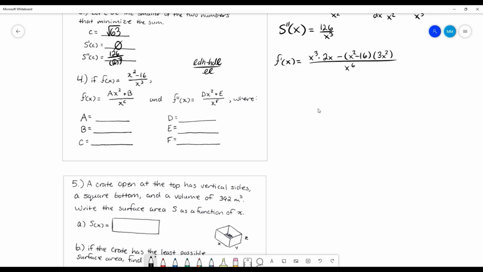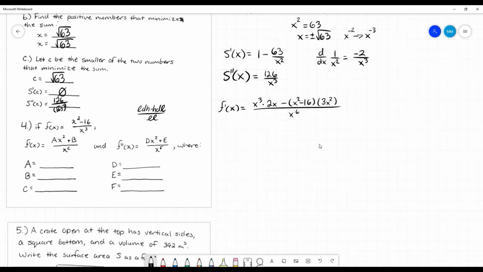And now I'm going to multiply those out, right, because we see we can do some distributing there. So it's going to be 2x to the 4th minus 3x to the 4th plus 48x squared all over x to the 6th. Combine like terms, that's going to be negative x to the 4th plus 48x squared instead.